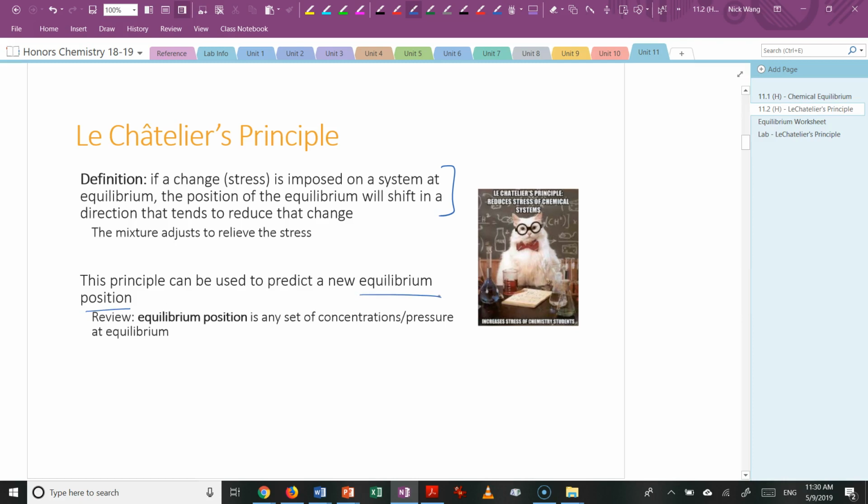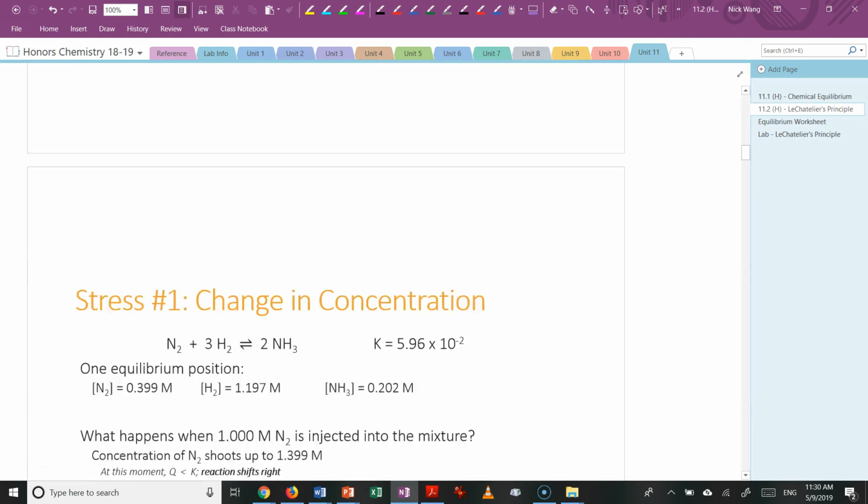So if you remember, the equilibrium position is that combination of concentrations or pressures, depending on the equilibrium. It's the specific numbers that will give you a ratio of K. That will give you the exact amount of K, whatever that number is. In the previous example, that was 2, but of course, different equilibria have different Ks. But overall, it's any set of concentrations or pressures at equilibrium specifically.